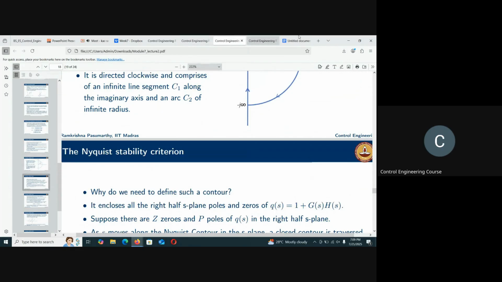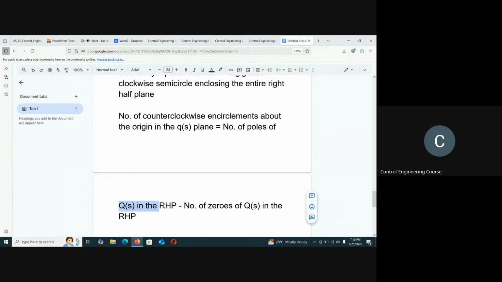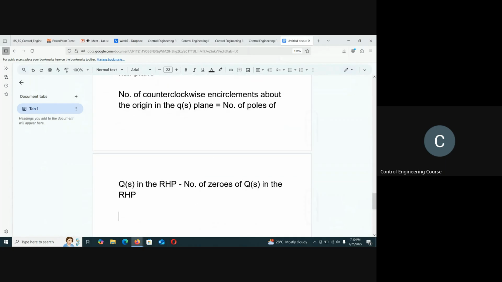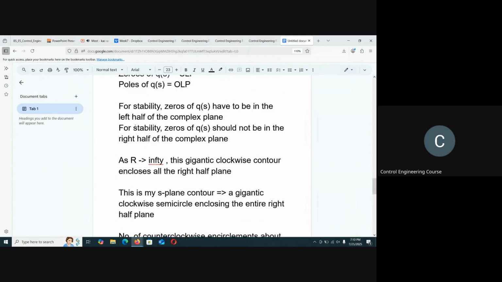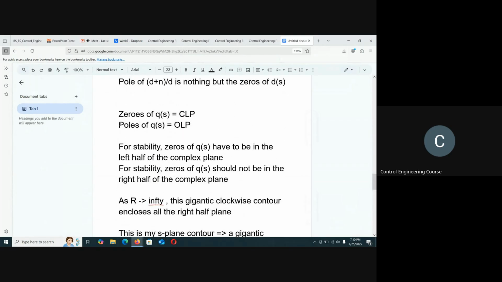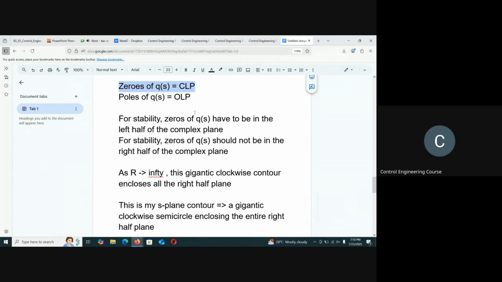So the number of counterclockwise encirclements of Q of S about the origin is equal to the number of poles of Q of S inside that contour. But this contour is the entire right half plane, right? So it is the number of poles of Q of S in the right half plane minus the number of zeros of Q of S in the right half plane. But what are the poles of Q of S? The poles of Q of S are the open loop poles, correct? And the zeros of Q of S are the closed loop poles.